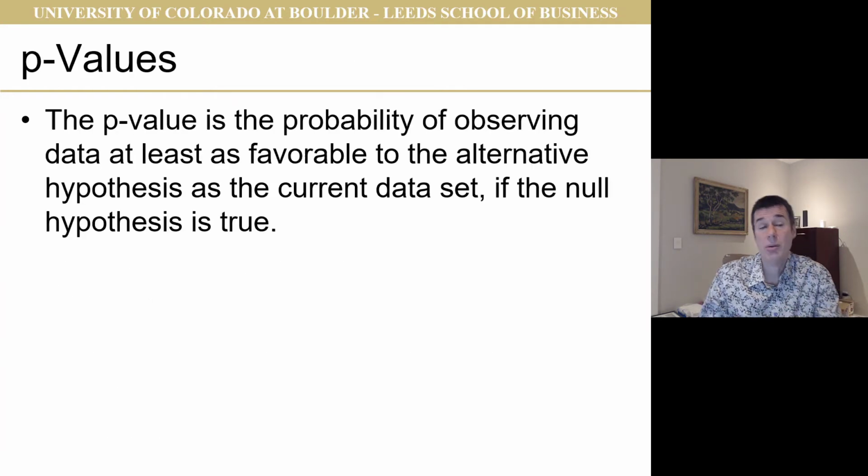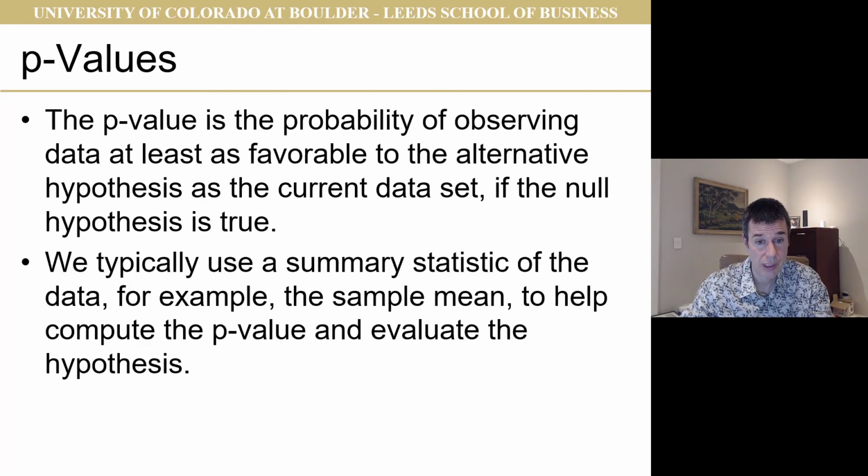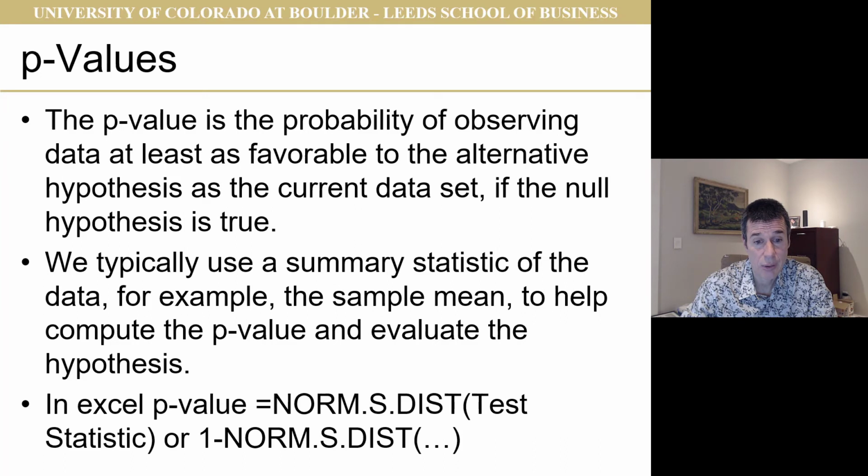So the p-value is the probability of observing data at least as favorable to the alternative hypothesis as the current data set if the null hypothesis is true. We typically use a summary statistic of the data, for example the sample mean, to help compute the p-value and evaluate the hypothesis. In Excel, the p-value is NORM.S.DIST of the test statistic, or 1 minus NORM.S.DIST of the test statistic. Again, it's the area in the distribution that's either below in the first case or above in the second case.